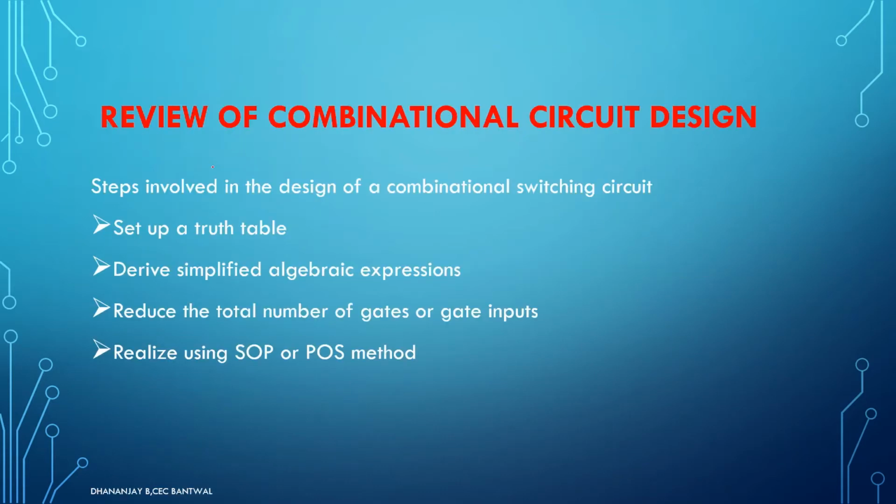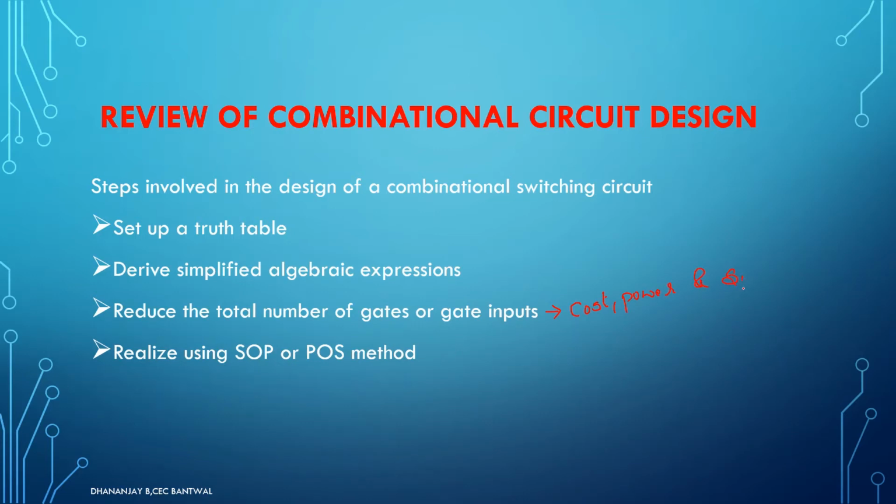Yes. See, this is what I said. Steps involved in the design of a combinational circuit. This is what I explained to you. Set up a truth table, derive simplified algebraic expressions using any of the methods, and reduce the total number of gates and inputs. That is, at the input side, you need to reduce the number of basic gates and gate inputs. Why should I reduce the gates and gate inputs? This is done in order to reduce cost, power consumed and space.